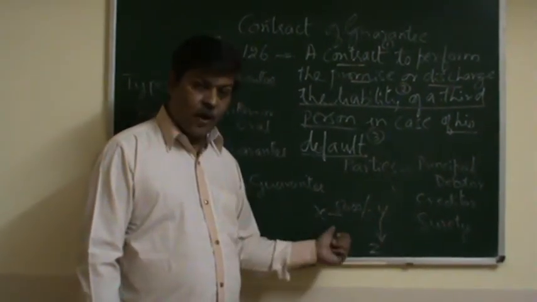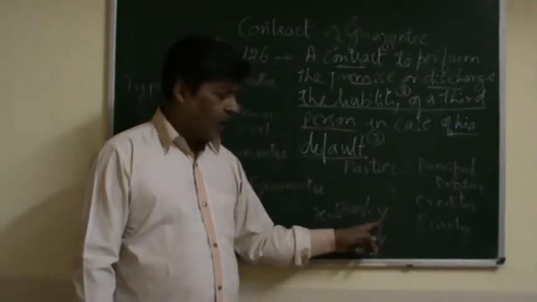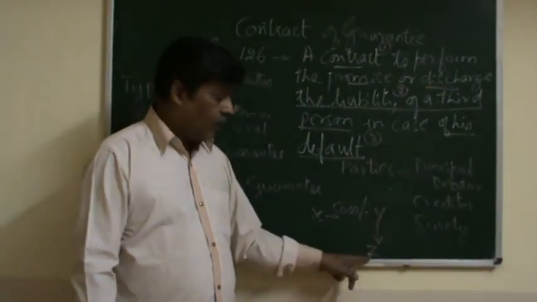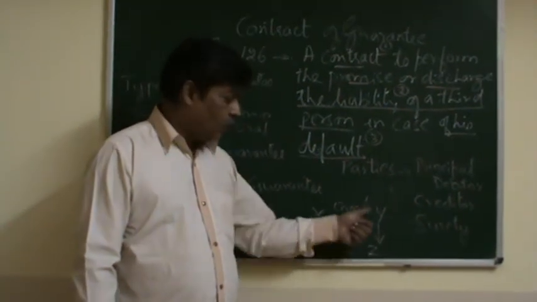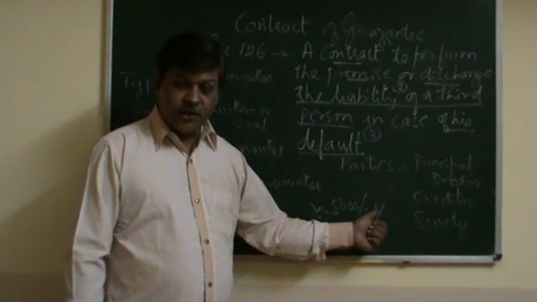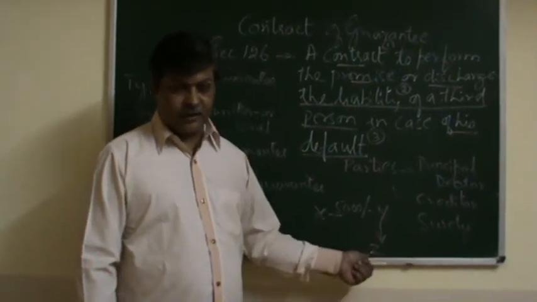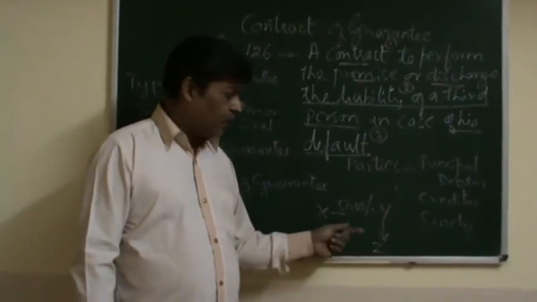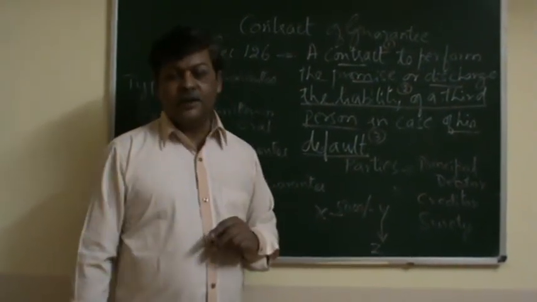And the person who has given the money is called the creditor. Y is the creditor here, and Z is the surety. He has given the surety to Y that in case of default of X, he will discharge the liability. So he is called a surety or guarantor. So X is the principal debtor, Y is the creditor, and Z is the surety.